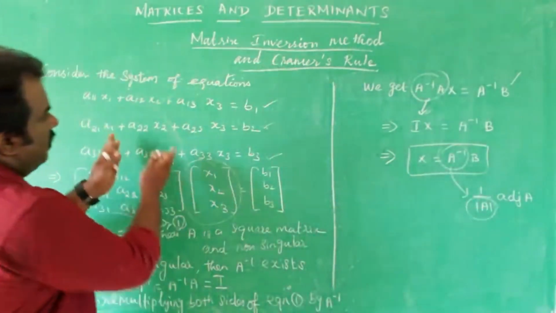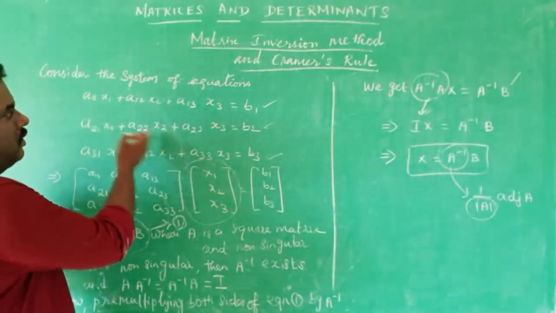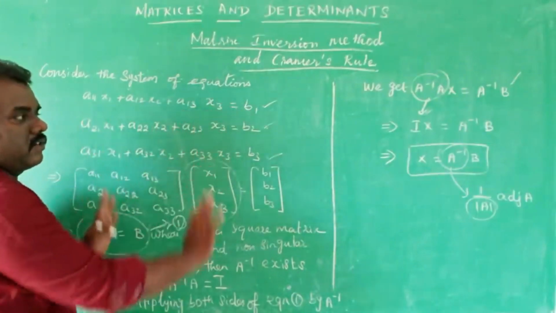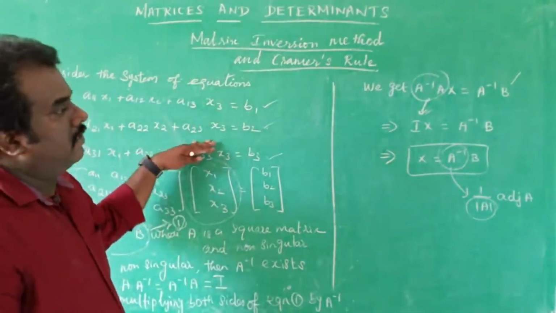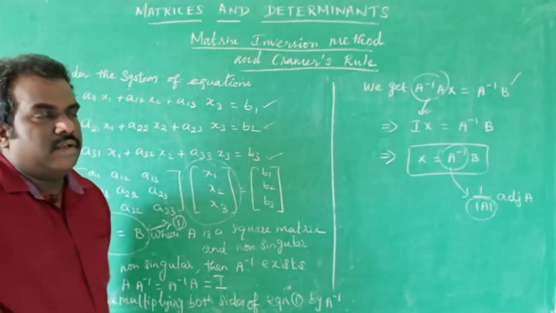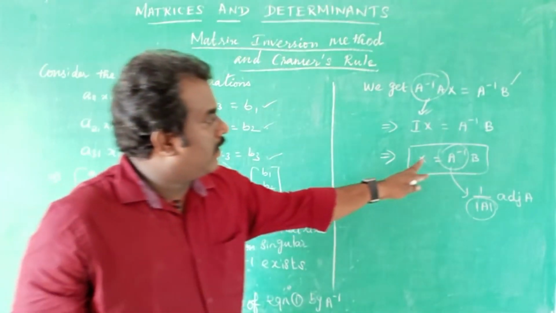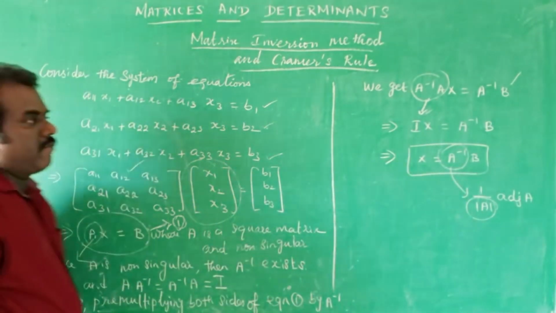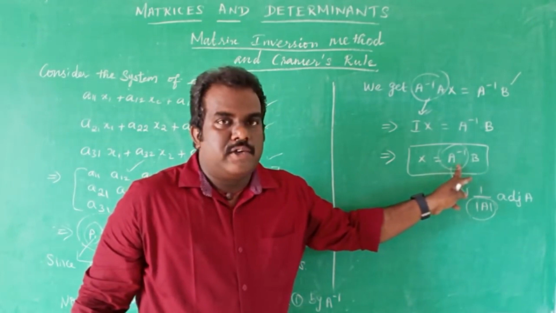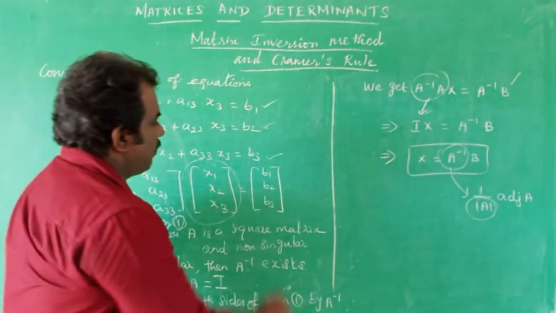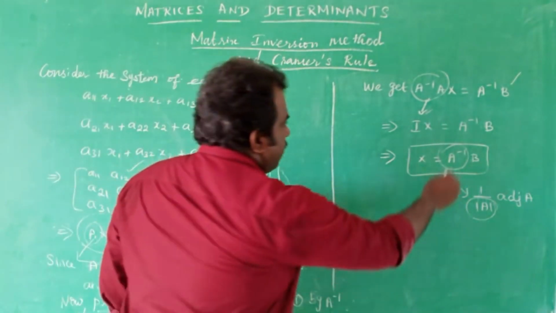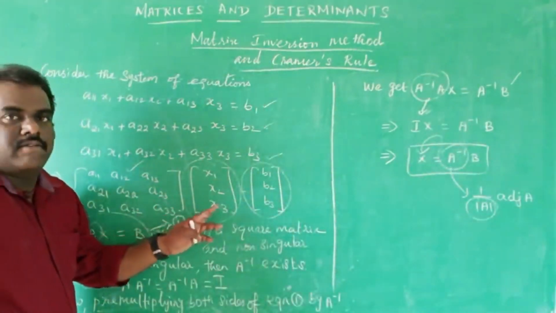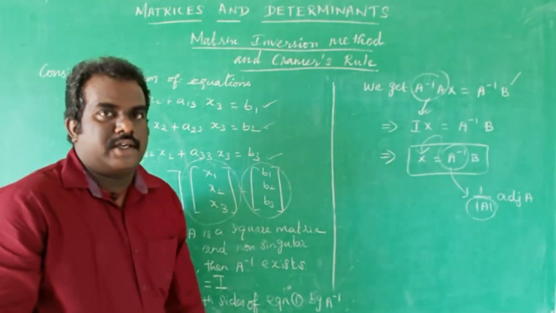Now the given system of linear equations is a11x1 plus a12x2 plus a13x3 is equal to b1, and so on. This is the given system of linear equations. How do we find the values of x1, x2, x3 by using the formula X is equal to A inverse into B? Take the coefficient matrix A and find A inverse. That A inverse can be multiplied with the B matrix. We can get the solution X. That X contains three unknowns x1, x2, and x3. Finally, we can get the solution of x1, x2, x3.